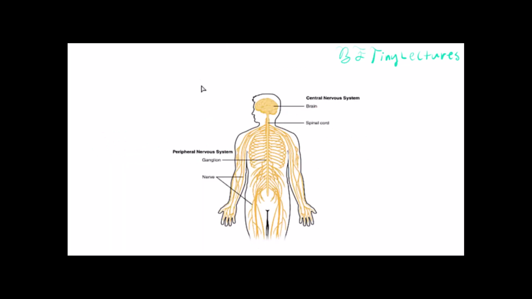Going back to the big picture, we have different types of nervous system. We have the autonomic nervous system, and we also have the somatic nervous system. The autonomic nervous system is the part of the response to a stimulus that you don't control.